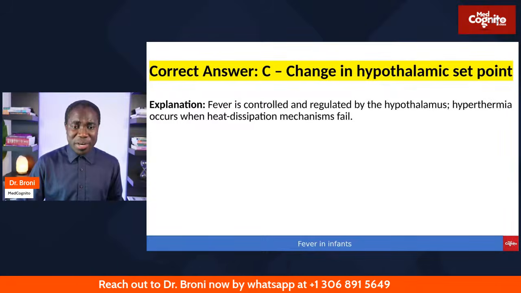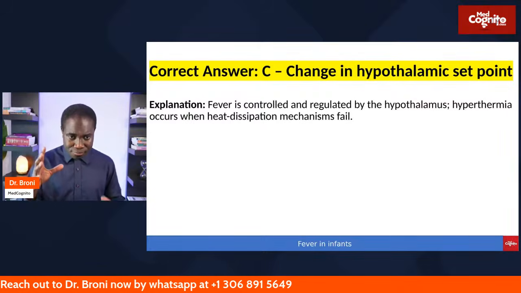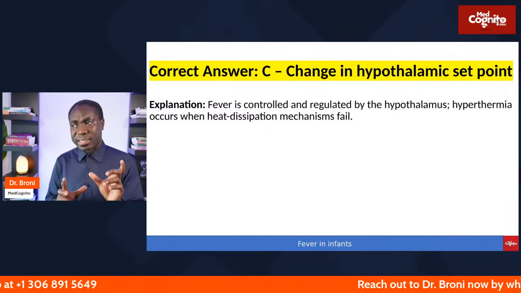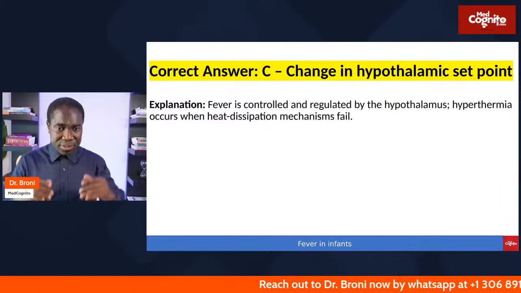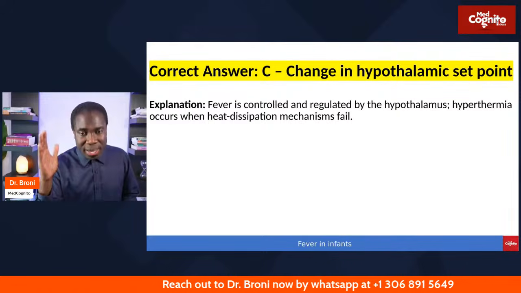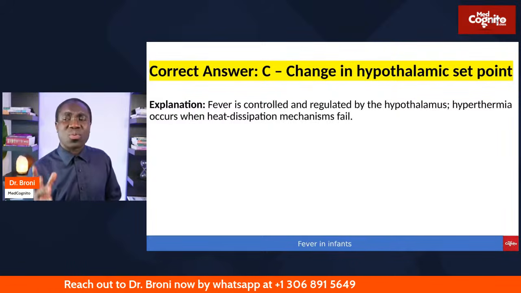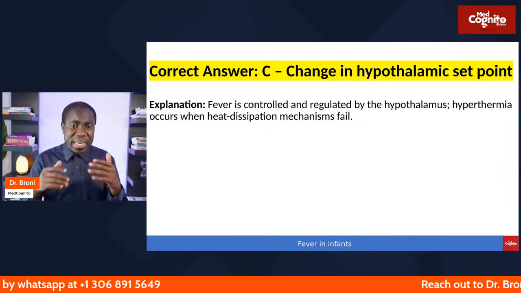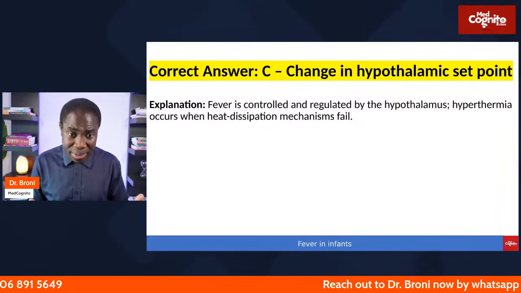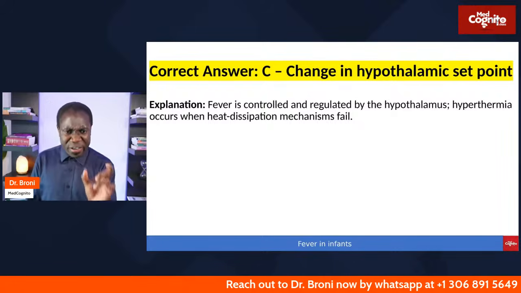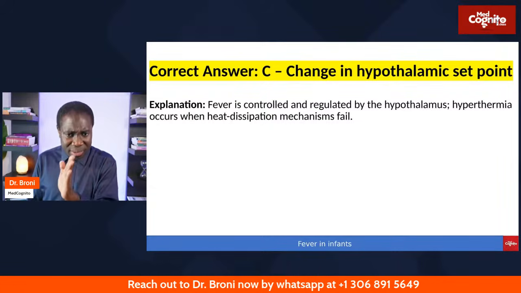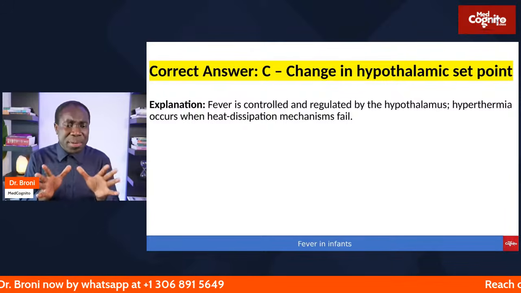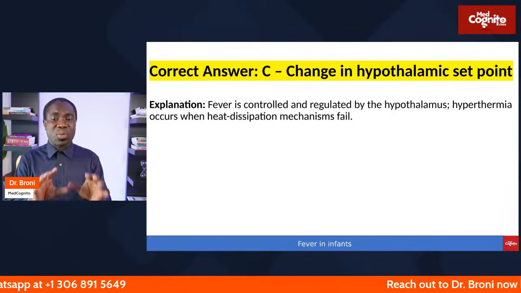Doctors, it looks like everybody got it wrong. The correct answer is C. Remember that we said that fever is controlled by the hypothalamus. Now, hypothermia occurs when the body's ability to ward off excessive heat is overcome. So you realize that fever is controlled by the hypothalamus, but hypothermia occurs when heat dissipation mechanisms fail. That is when hypothermia occurs.